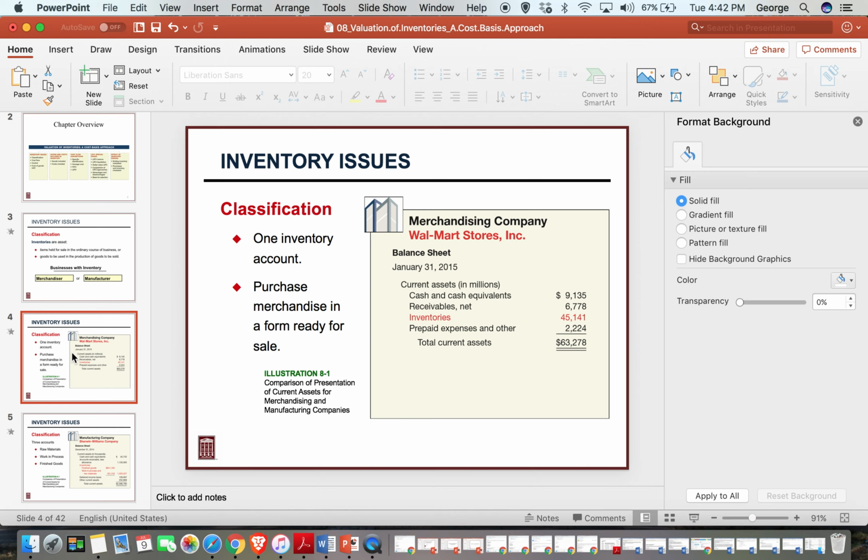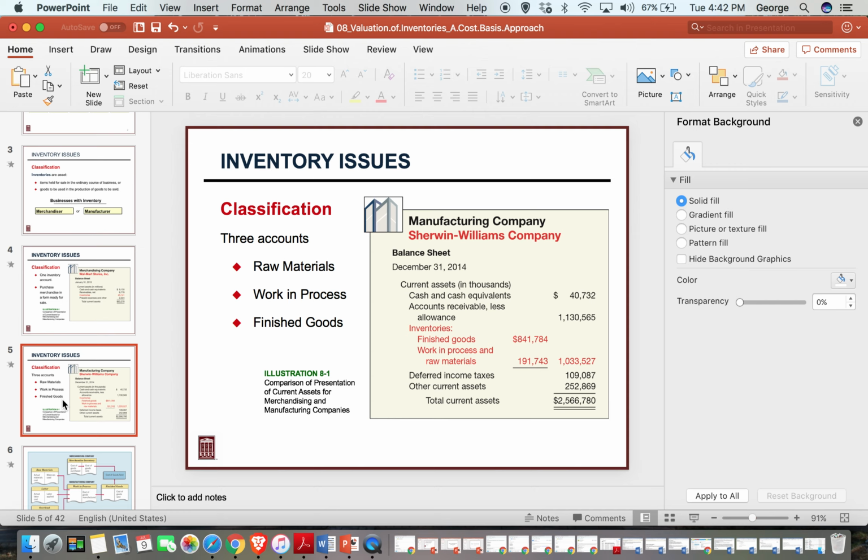All right, so classification of inventory. A merchandiser normally has just one inventory account, and they purchase merchandise ready to sell. Walmart is a good example, but any other retailer is someone that just buys inventory to sell. Grocery stores, clothing stores, and department stores would all be considered merchandisers with one inventory account called inventories.